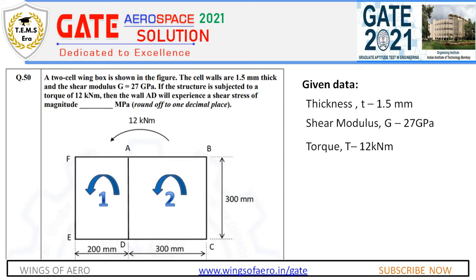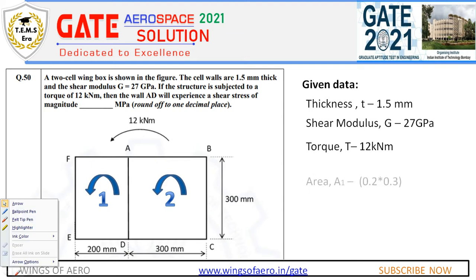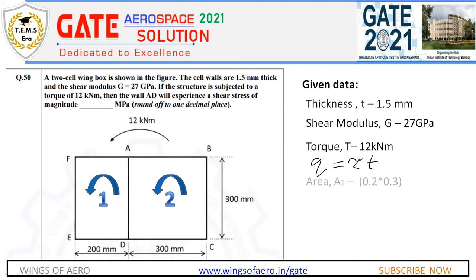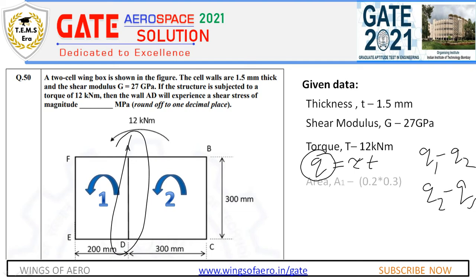Now we know a formula, that is, shear flow equals shear stress into thickness. When we want to find this for the particular AD section, we need to find out how the interference between Q1 minus Q2 or Q2 minus Q1 is taking place. So for that we need to solve for the values of Q1 and Q2, and only then will we be able to find out this value.